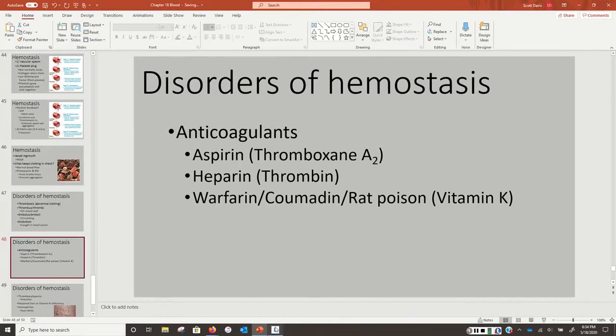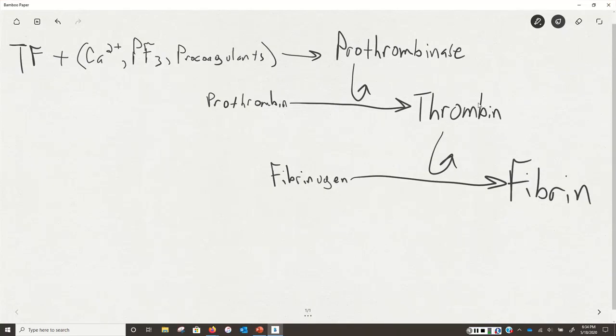Heparin blocks thrombin, and that's what I'm looking for here. So heparin blocks thrombin. And if we don't have thrombin, we will not convert fibrinogen into fibrin.